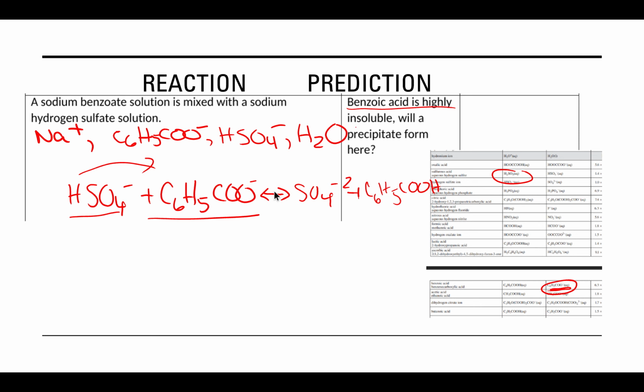Benzoic acid is highly insoluble, will a precipitate form? Now, it depends on what side we see it. So we see benzoic acid on the right-hand side. So if our products are favored, we should see a precipitate form. So we have our acid higher than our base, once again, based on our chart. So products are favored. So if products are favored, we definitely have that benzoic acid being formed. So we should see a precipitate.